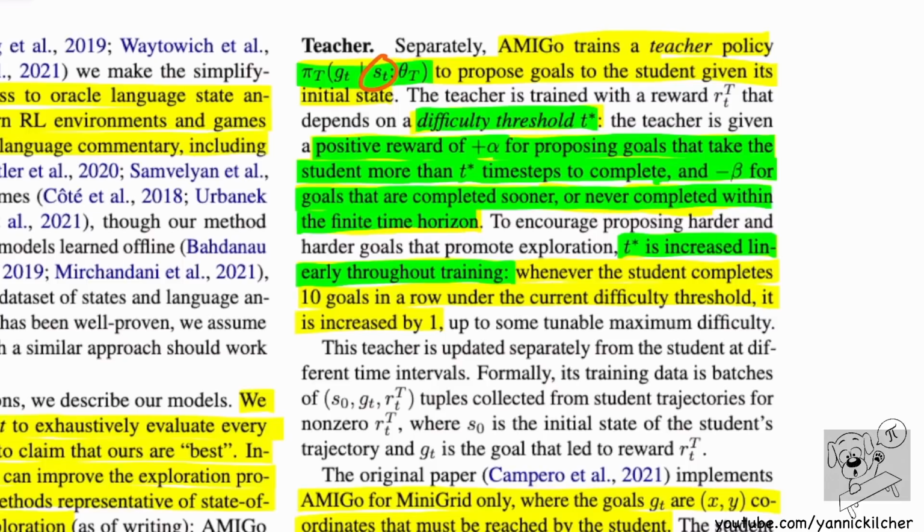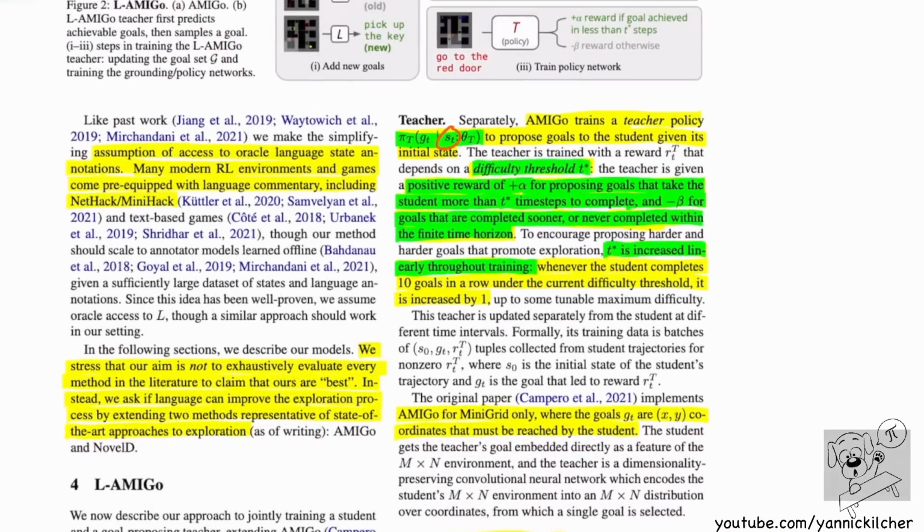It needs to go exactly as hard that the student reaches the goal, which means even if it's a possible goal, it can't go too hard for the current student. It needs to essentially propose goals that are just outside the abilities of the current student. So that zone of proximal development is kind of formalized in this teacher. That's AMIGo.